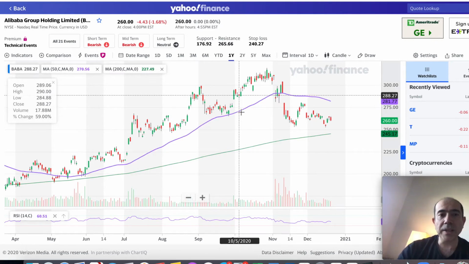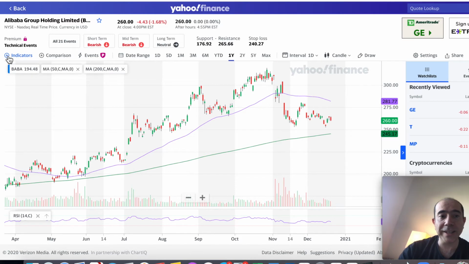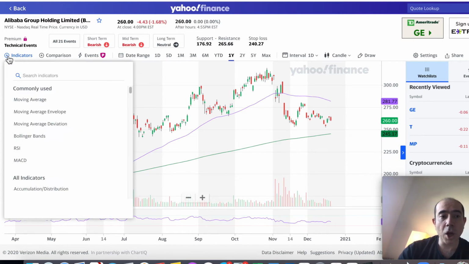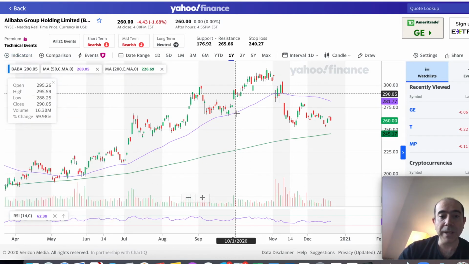The easiest way to use these indicators and to add them into your Yahoo Finance chart is just to go into your indicators column here and put in your moving average, and you can click 50-day and then also put 200-day and it will immediately put it in here.